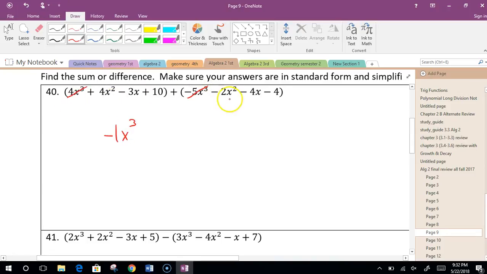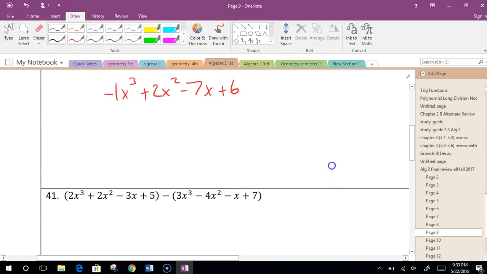I have 4x squared minus 2x squared, which would be plus 2x squared. Got rid of those. Negative 3x plus a negative 4x would be a negative 7x. Got rid of those. And 10 plus a negative 4 would be a positive 6.